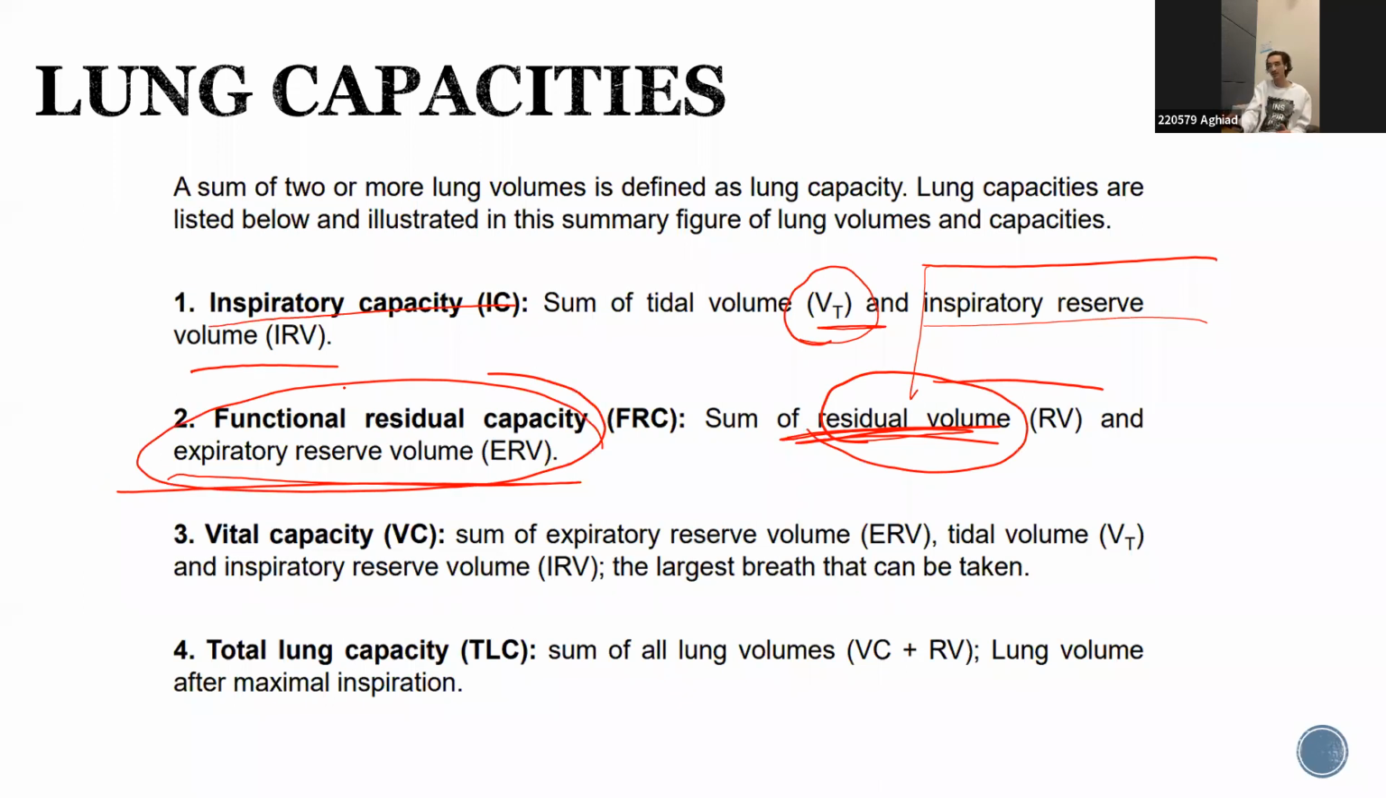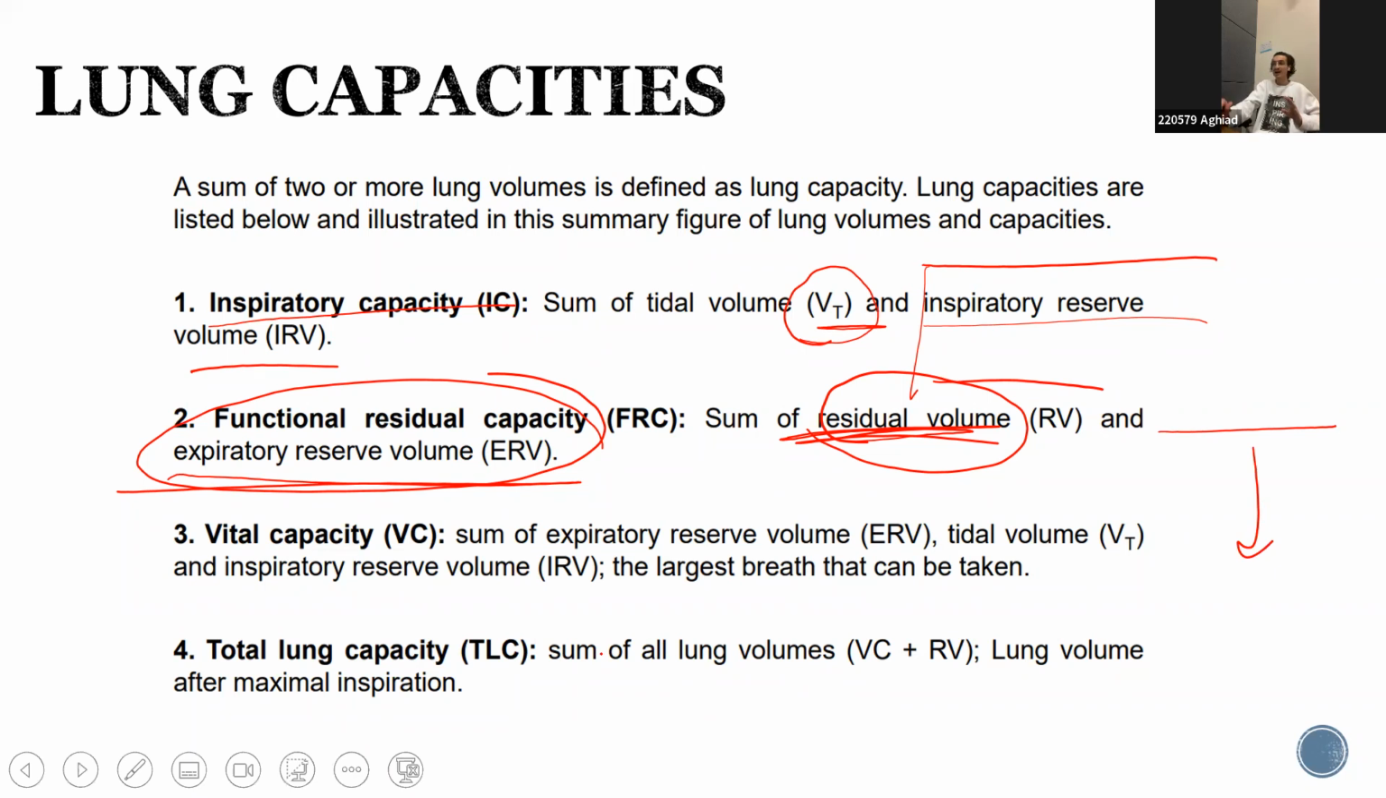There's a graph you will see in a bit. It'll help you better understand. So again, capacity is the addition of two volumes. So inspiratory capacity, as the name indicates, is the amount of air you can breathe in. Functional residual capacity is the residual volume plus the expiratory reserve volume, the one you maximally exhale. So the expiratory reserve volume and below is the FRC.